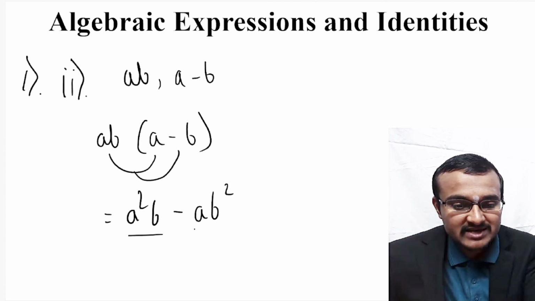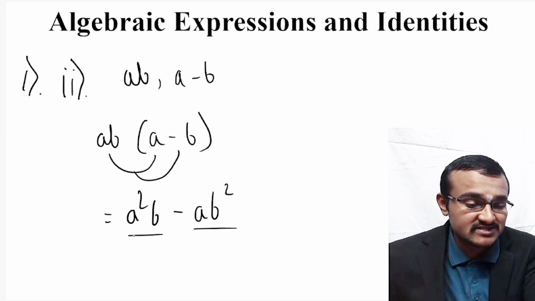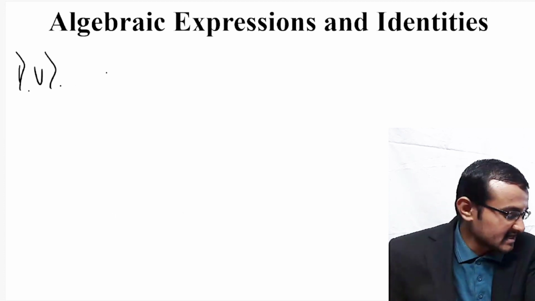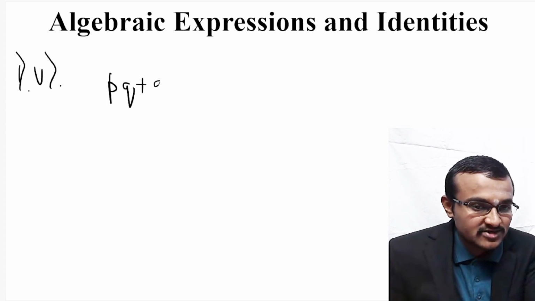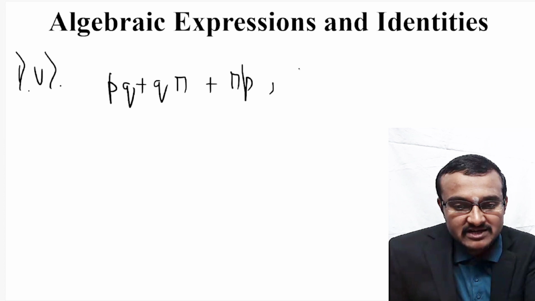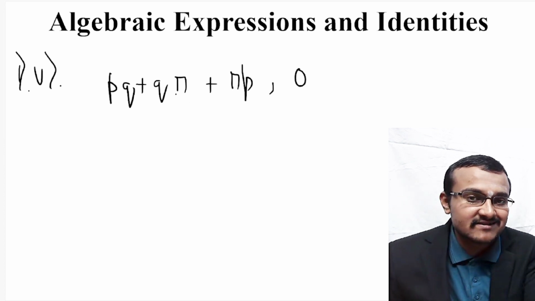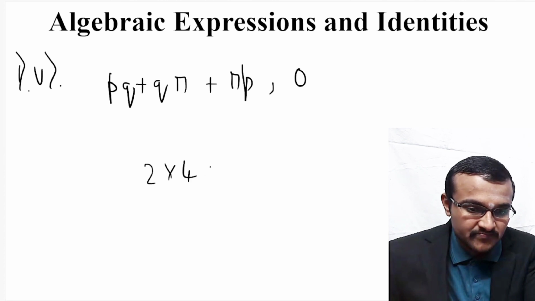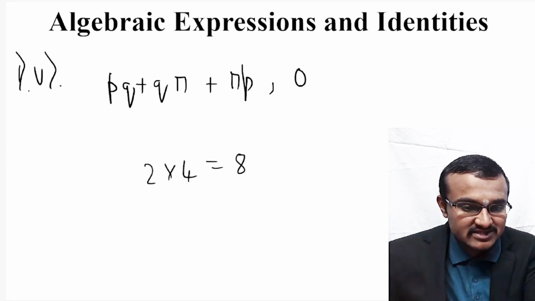So A square B minus AB square will be the answer for the second question. So coming to the fifth question in this particular first question, there they have actually given PQ plus QR plus RP. So in my previous video, I have actually explained anything multiplied with 0, it will be 0. Because when you do 2 into 4 is equal to 8, that means you are actually adding 2 4 times.